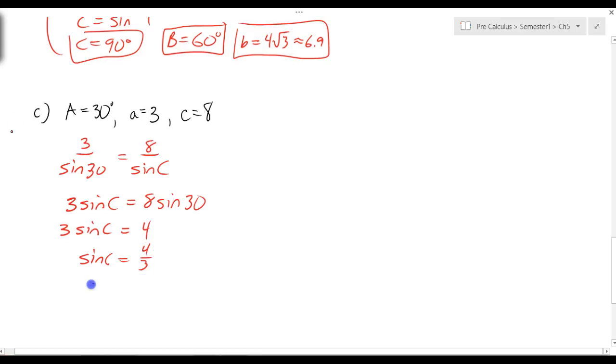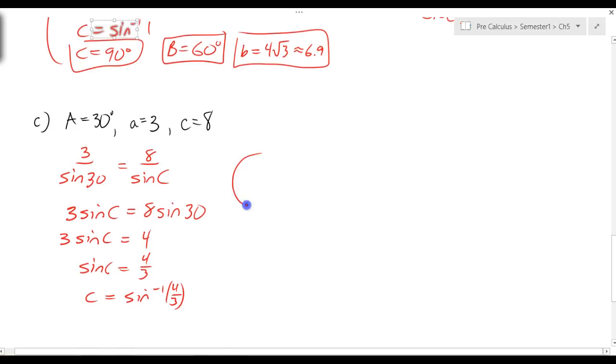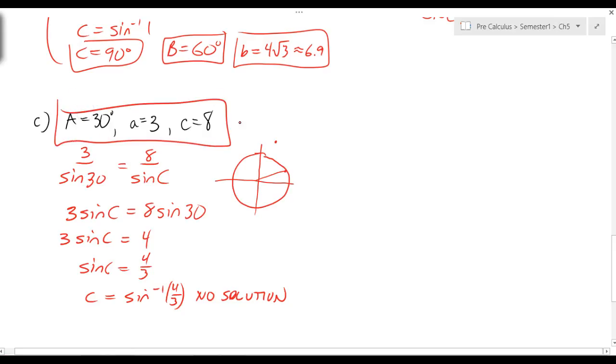And if you try doing C is equal to the inverse sine of 4/3 on your calculator, you'll get an error. That's because we know from the unit circle, the sine function, which is always the y coordinate on the unit circle, can never be more than 1. Our circle only has a radius of 1, so how could we possibly have a y value up here bigger than 1? Since 4/3 is bigger than 1, there's no solution. If we can't find an angle C that works for the problem, then it's impossible to draw a triangle with these measurements.